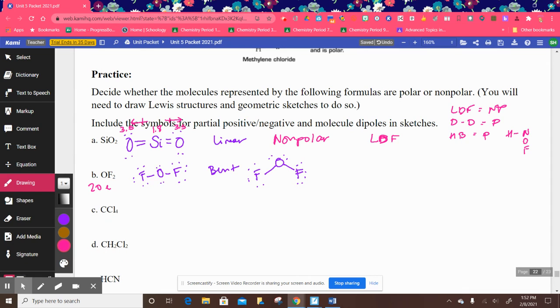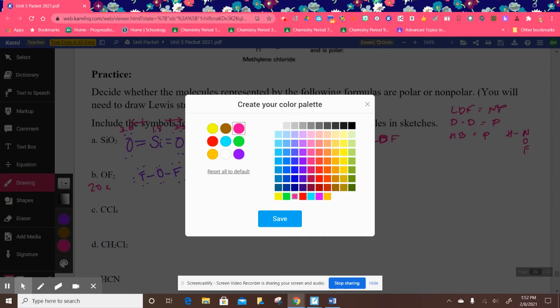Okay. Now this one, I'm going to look up the electronegativity values. Oxygen is a 3.5, and each fluorine is a 4.0. Okay. So the pull of the electrons is actually toward the fluorine. Okay. So this is not equal and opposite. There's a polarity to this molecule.